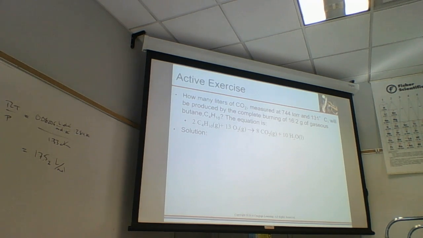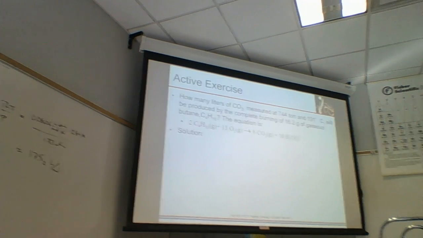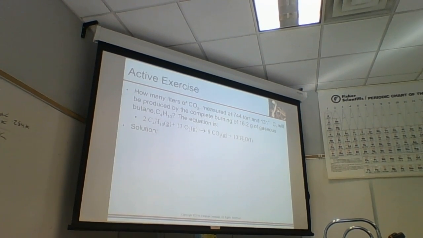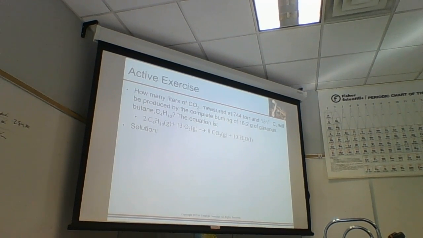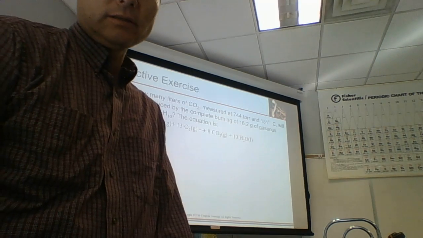Here, if you look at it, how many liters of CO2 measured at 744 torr? Well, STP is 1 bar, it's closer to 764. And 131 degrees C will be produced by the complete burning of 16.2 grams of gaseous butane. The equation is given there. All right, so why don't you give this a try here and then see what you can figure out. And then we'll come back.